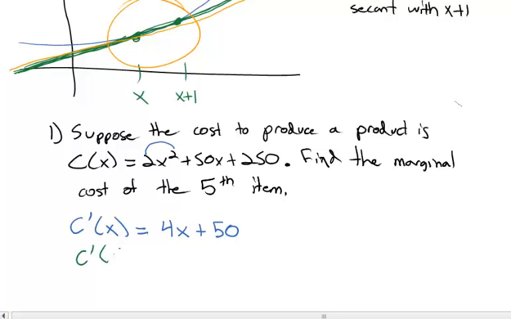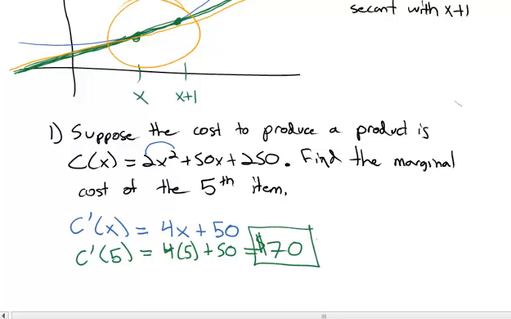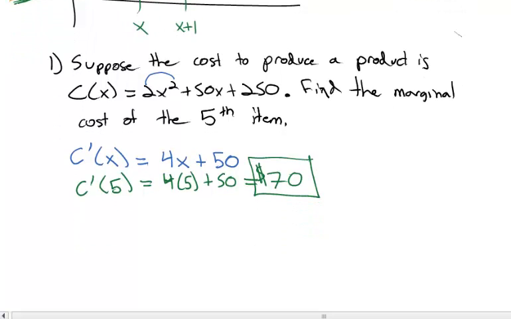We want to find the fifth item. Well, 4 times 5 plus 50 is equal to 70. It's going to cost about $70 to produce one more item, or to produce a sixth item. That gives us a really nice ballpark figure, and that was really quick and easy.